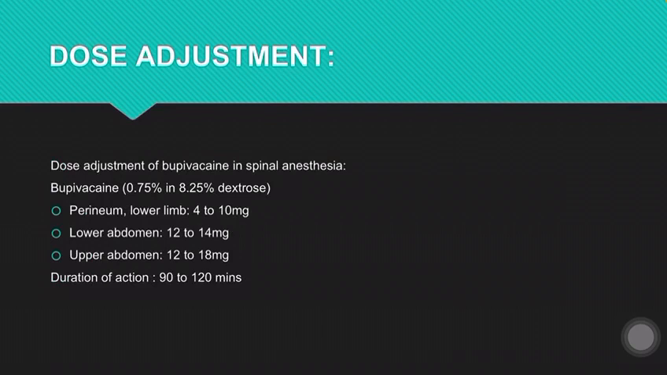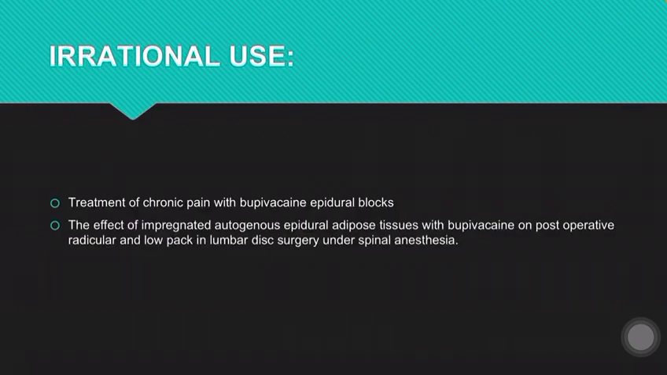Bupivacaine 0.75% in 8.25% dextrose. In the perineum, lower limb, it would be 4 to 10 mg. In lower limb, it would be 12 to 14 mg. In upper abdomen, it would be 12 to 18 mg, while the duration of action would be between 90 to 120 minutes. Irrational use. Treatment of chronic pain with bupivacaine epidural blocks.